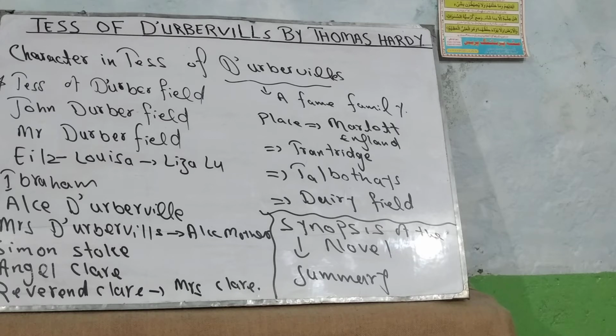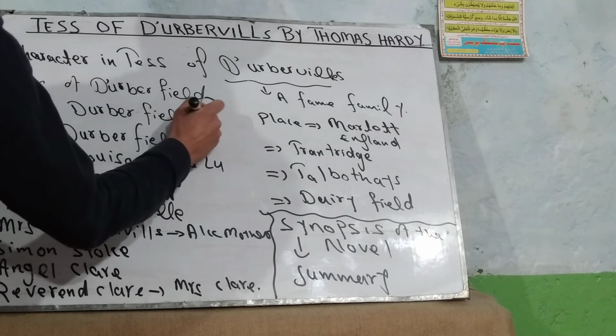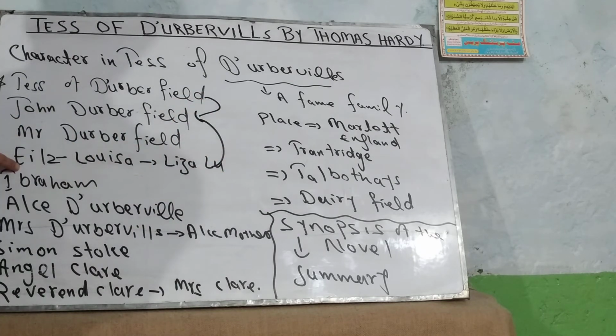The head of the family, John D'Urberville, was an ordinary seller of things who had to earn the bread for 8 members of the family, including his wife and his 16-year-old eldest daughter Tess, and her younger sister Eliza. Tess is the daughter of John D'Urberville, and Eliza Lou is the sister of Tess.